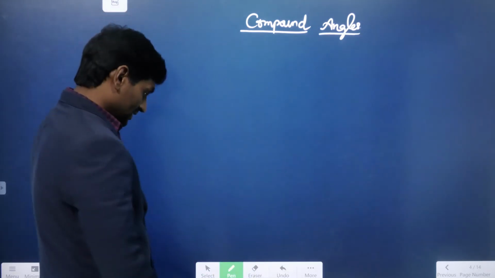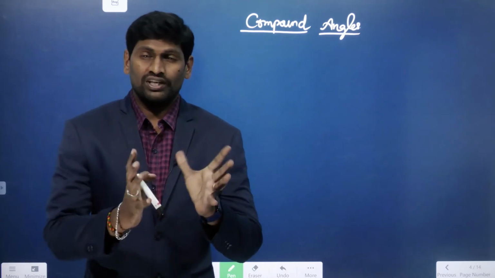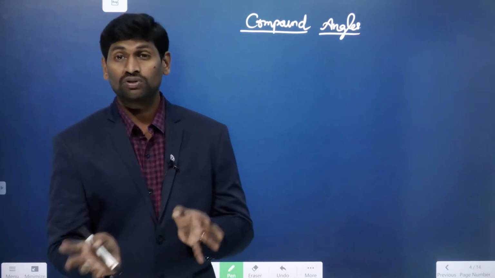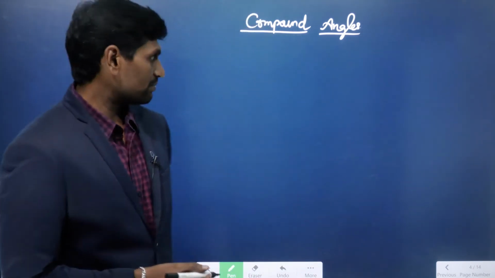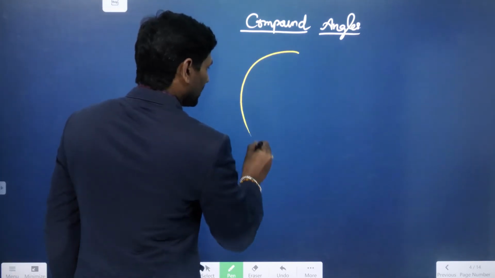Right. So let us see the compound angles here. Compound angles means what? The combination of one or more than one angles, right? Like the compound surd we discussed in the surds topic. Compound surd means a combination of two surds with plus or minus symbols. In the same way, compound angles means two angles. So for this we need to take one circle.